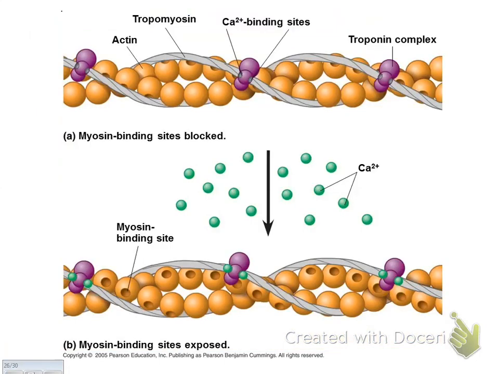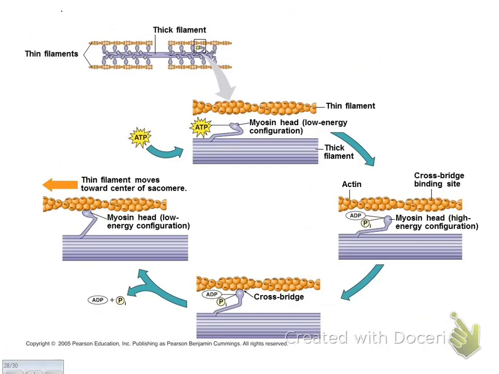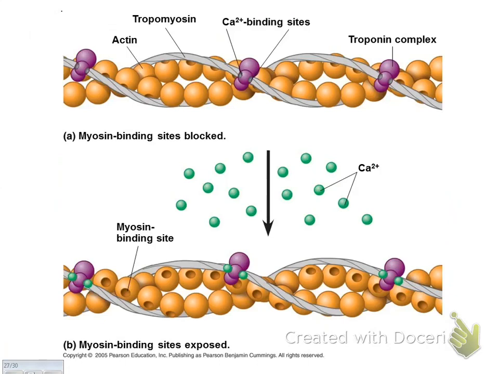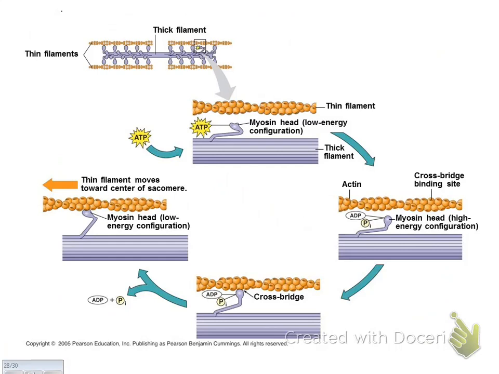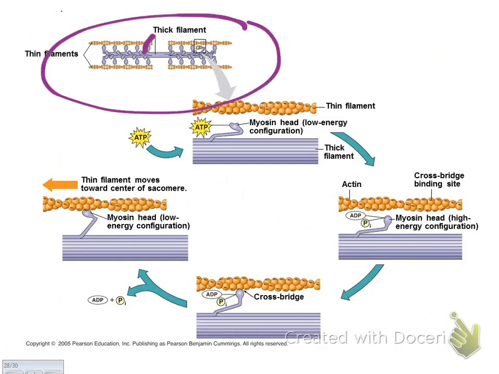Okay, look at this picture. So this shows you calcium right here. Oh, let me go back. This shows you calcium right here binding. And it rolls that over so that myosin, see this right here? So that myosin with its little myosin heads can attach to actin and slide together.